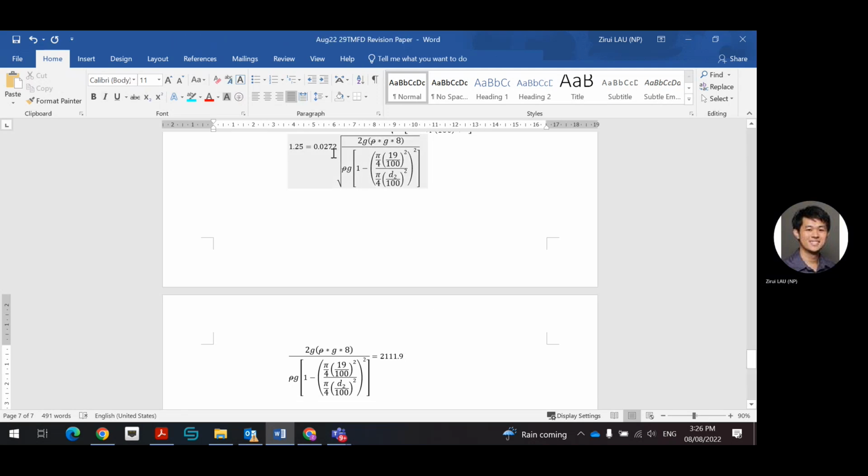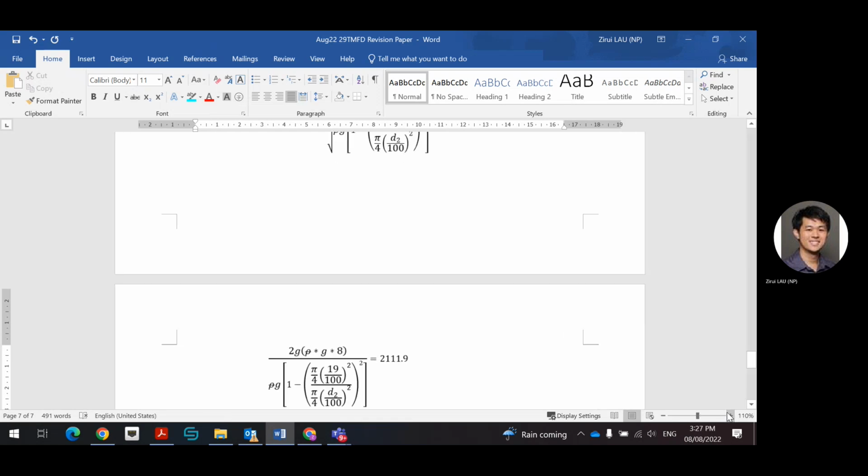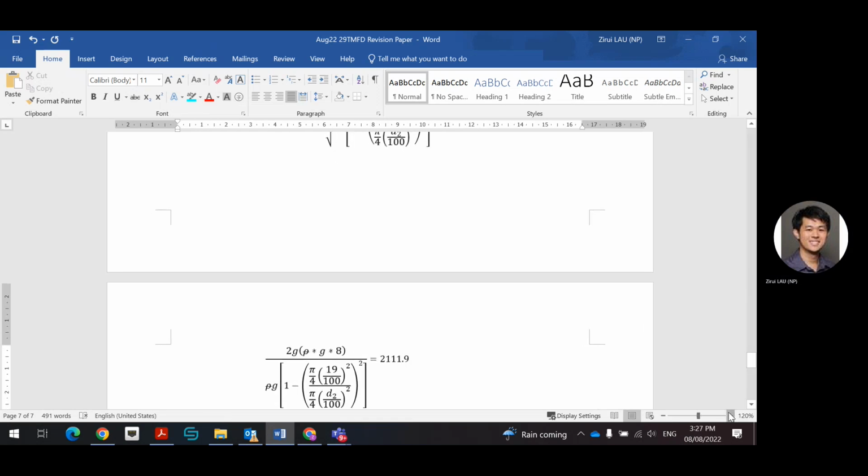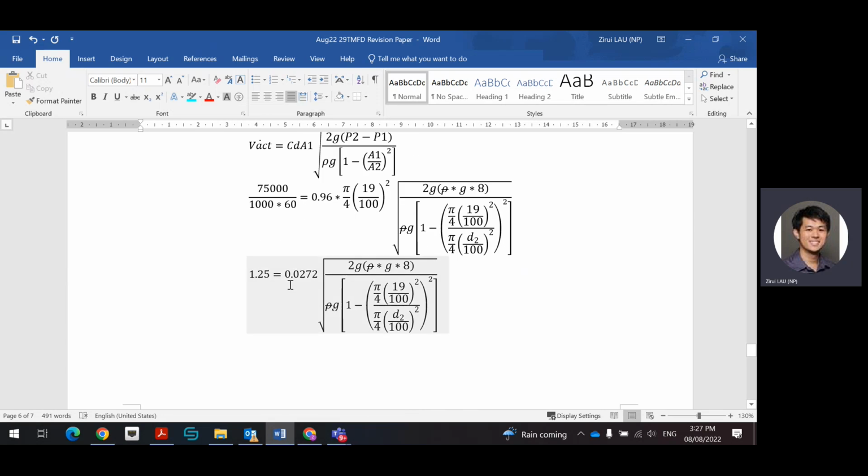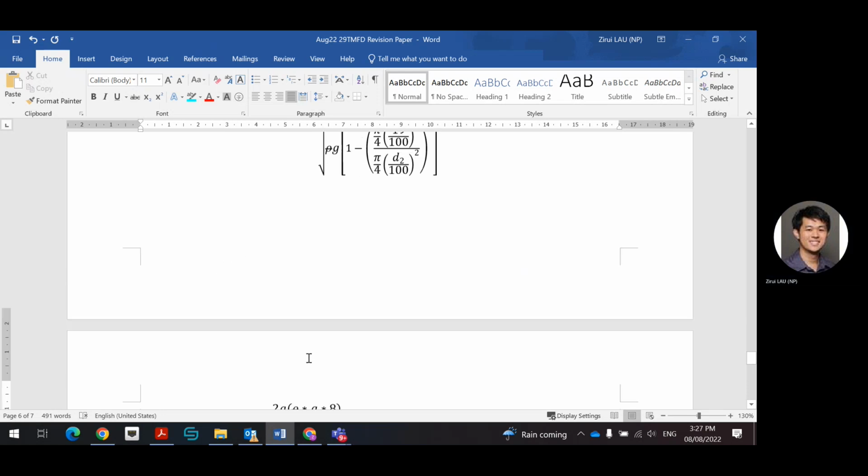Okay, so I bring the 0.0272 across. So 1.25 divided by 0.0272. Then I take the square root, bring over, it becomes square. Everybody following? Yes or no? I repeat again. From here, I bring the 0.0272 across, so it's 1.25 divided by 0.0272. Then the square root I bring across, it becomes square. So it becomes this.